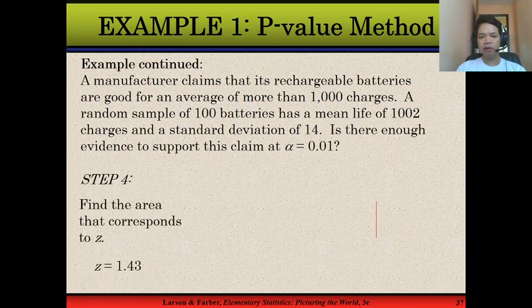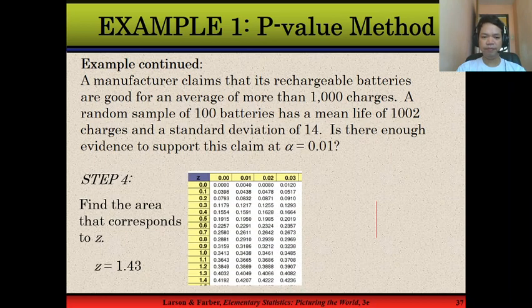Find the area that corresponds to z na 1.43. Ibig sabihin, kinukuha na natin yung p-value natin. Kasi meron na tayong z-score na 1.43. Okay? At identify muna natin yung type of test. Will it be a two-tailed or one-tailed? Dahil kanina alternative natin ay greater than, so this is a one-tailed test, right? Or a right-tailed test. Kasi ang ating alternative kanina ay greater than.